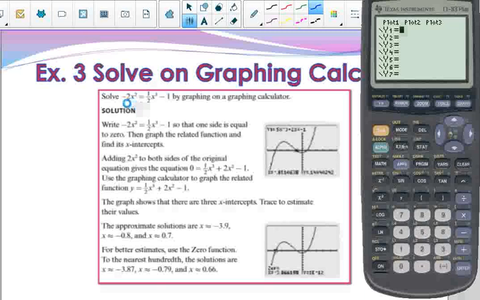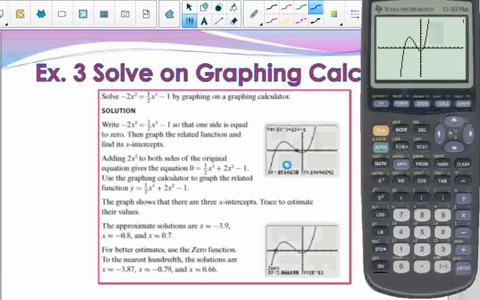So I'm just going to make this negative 2x squared, bring it to the other side. So I'm going to hit parentheses 1 divided by 2, and parentheses, this is my x. Hit the caret symbol for the cube. And then we're going to be plus 2x squared minus 1.